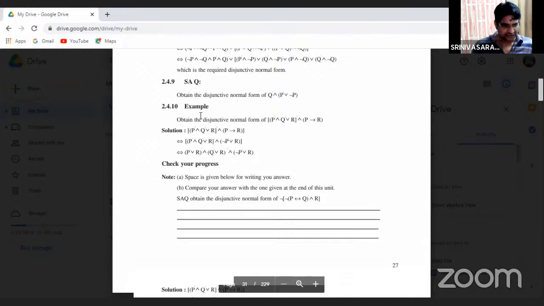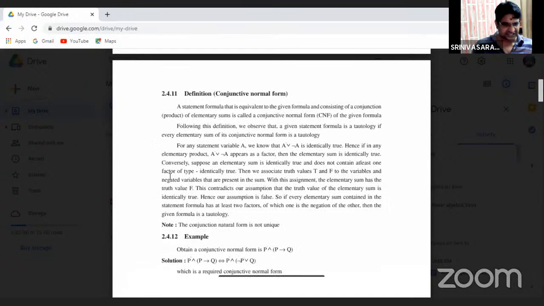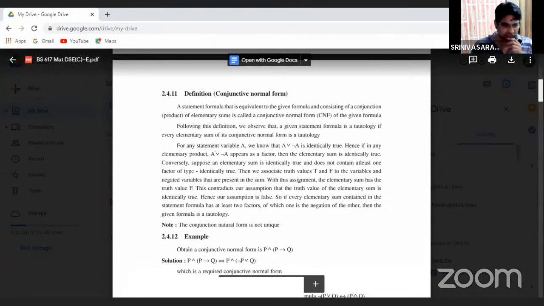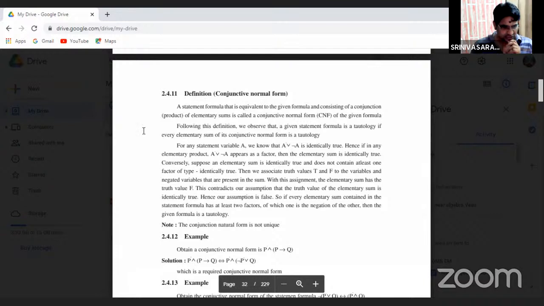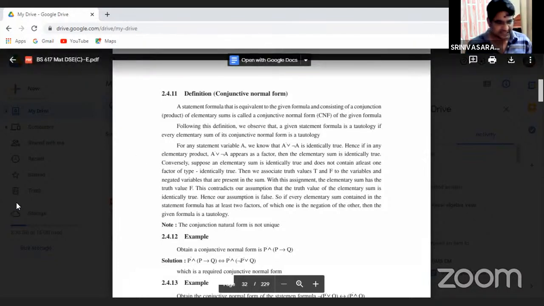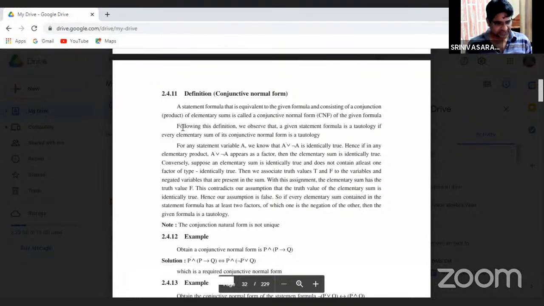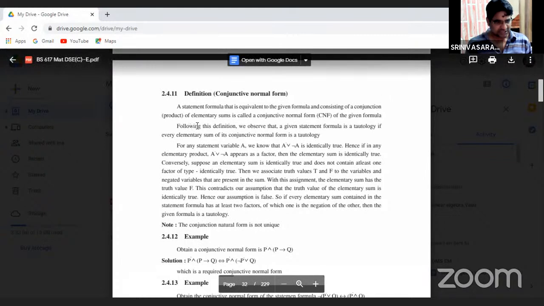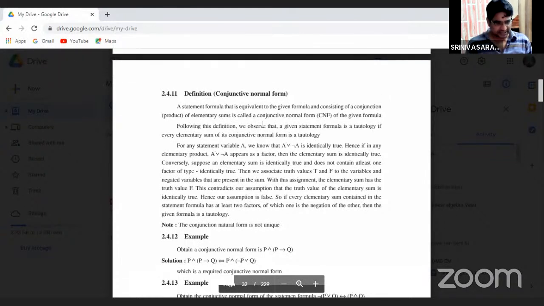So this is also a very important short answer. Okay, that's enough. Next one, conjunctive normal form. Disjunctive normal form means elementary product is there. Conjunctive normal form means elementary sum. There is no change. A statement formula that is equivalent to the given formula and consists of a conjunction, the product of the parts, of elementary sums is called the conjunctive normal form of the given formula.